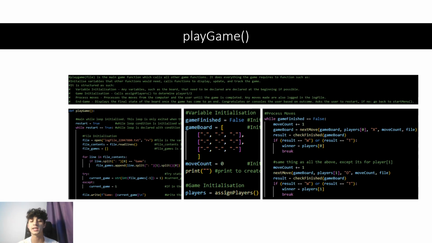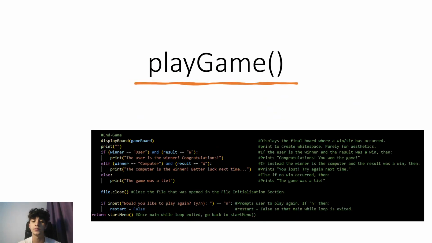So that basically decides who player 1 is and who player 2 is. Then it processes the move, so the move count goes up by 1 before a move is made, and the game board is updated as the result of the next move. Next move is a function that determines whether the next move is the user move or computer move, and we're going to go over that now, or after this.